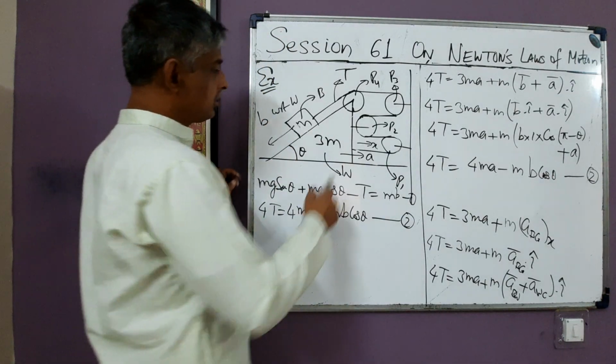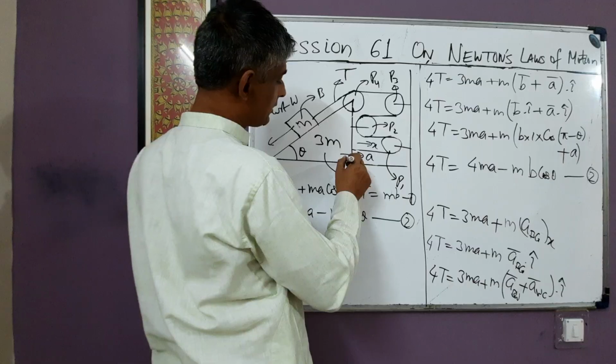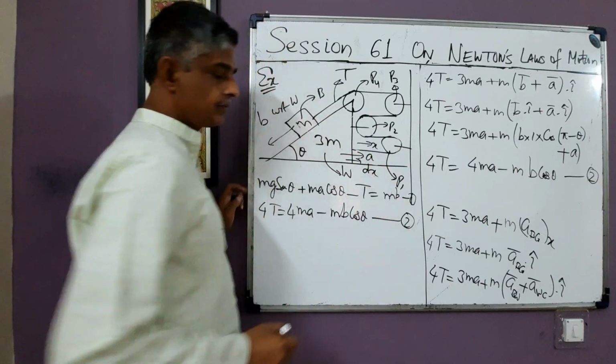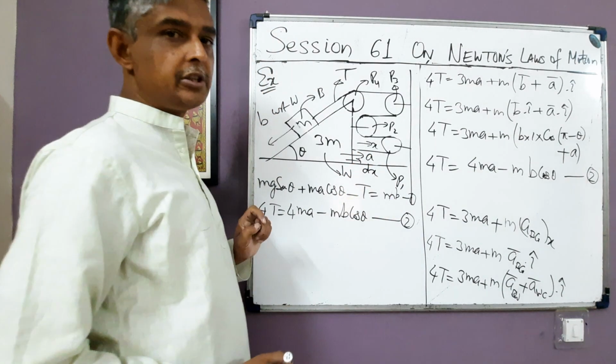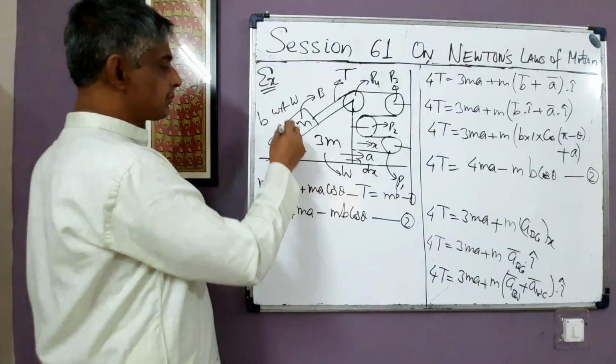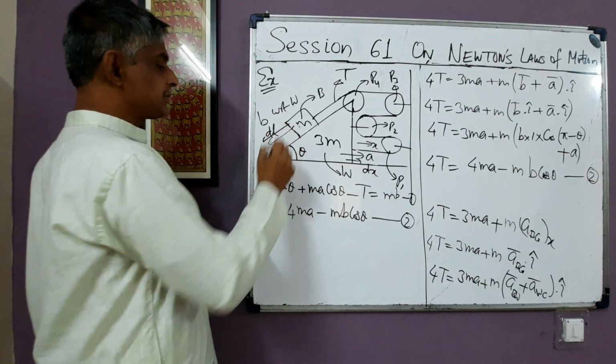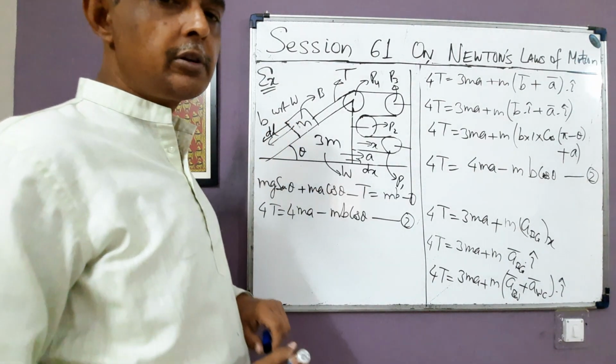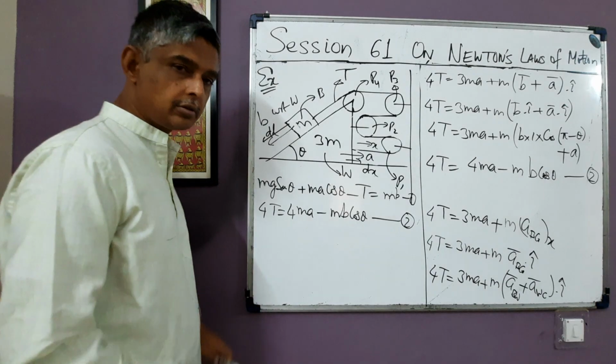Now suppose with respect to ground, wedge gets displaced by dx amount in time t to t plus dt. And with respect to wedge, the block gets displaced by dl with respect to wedge in the same time interval t to t plus dt. Alright, fine.